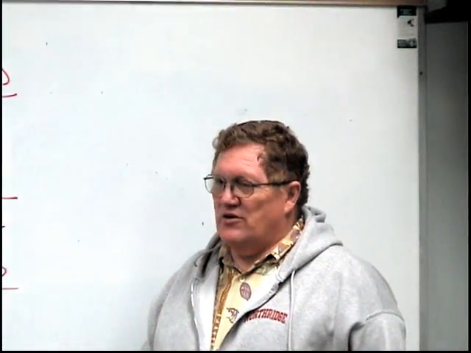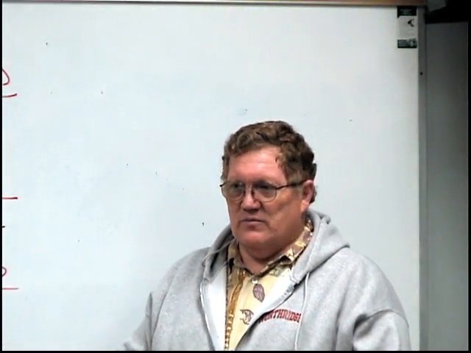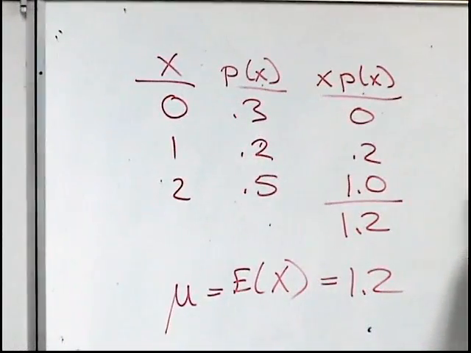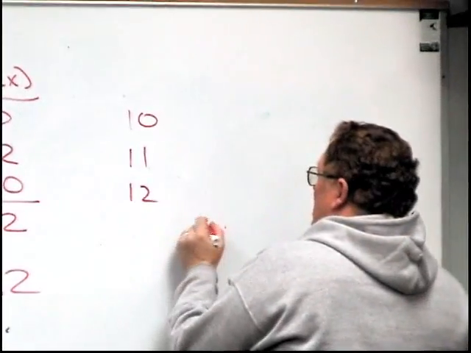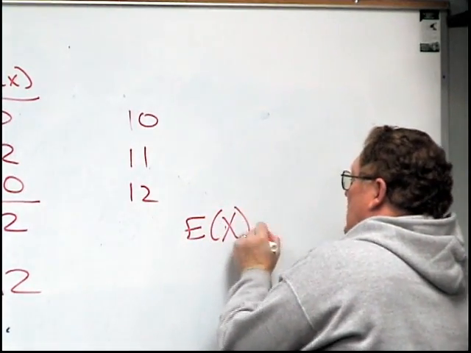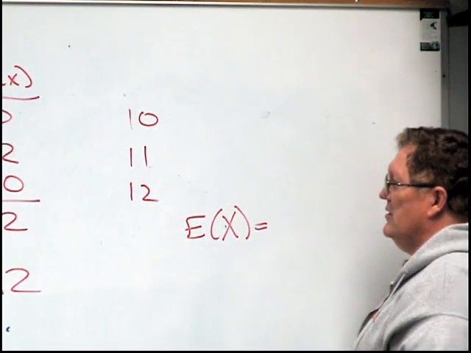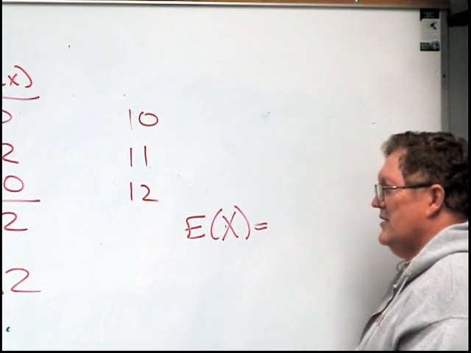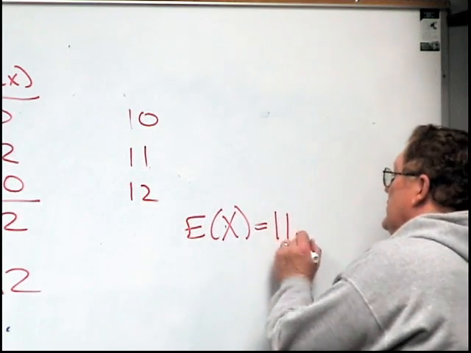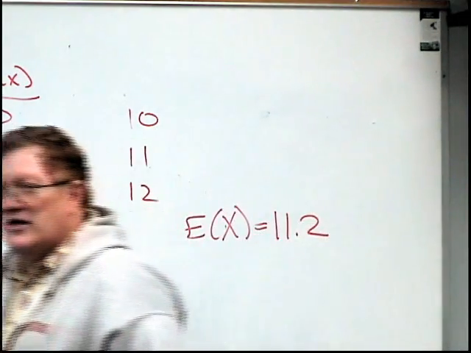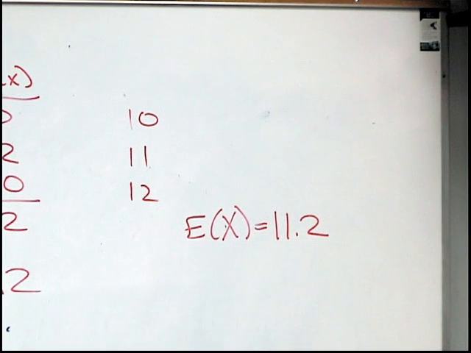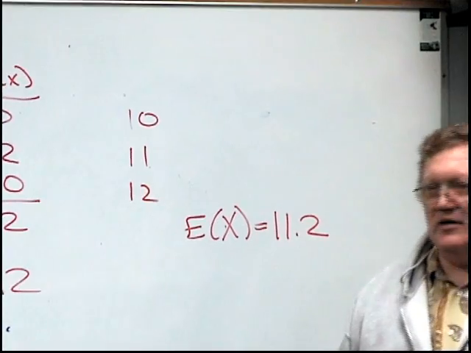If I were to add 10 to all those numbers, what would that do to the expected value? If I did the same problem over again with 10, 11, and 12, can you tell me what the expected value is without doing any work? Not 12. 11.2. Right? Because I just added 10 to all the numbers. So now I'll have 10, 11, and 12, and I'll have more 12s than 10s, so the average isn't 11, it's 11.2. So adding 10 to all the numbers just makes the average go up by 10.